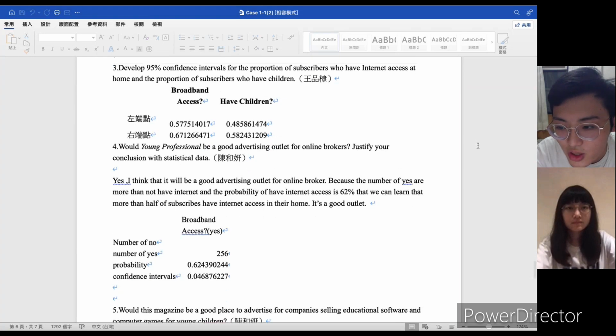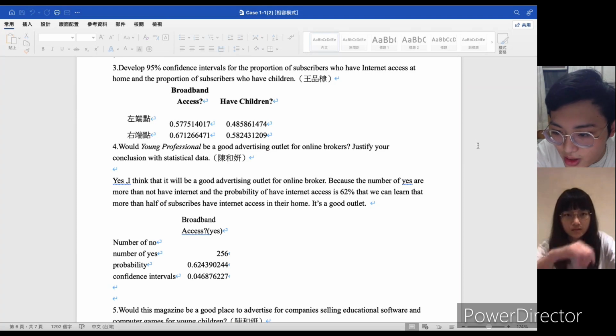And for question 3, we firstly calculate the left endpoint and the right endpoint for broadband access. We use the percent of how many people have broadband and the 95% confidence interval, and we got the left endpoint of 0.577 and the right endpoint of 0.671.